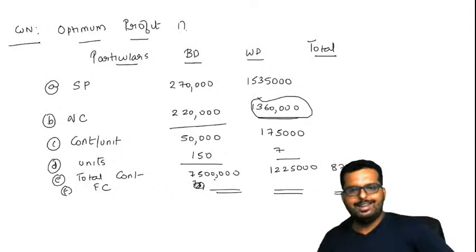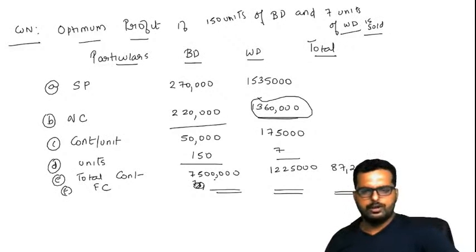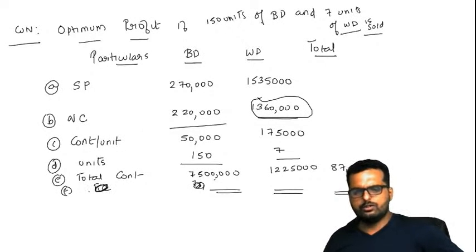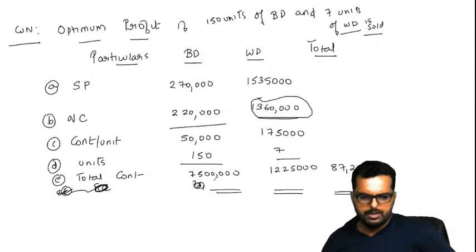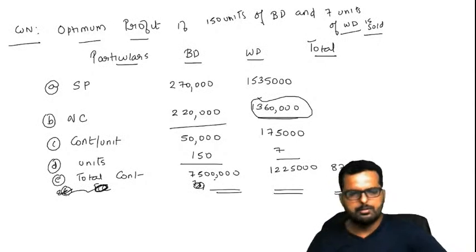Optimum profit if 150 units of BD and 7 units of WD is sold. Can you put it this way in your books now, friends? Just keep it this way. And don't consider the fixed cost right now, because that's not what they meant. The fixed cost is given on a yearly basis. It is not required on a monthly basis over here.